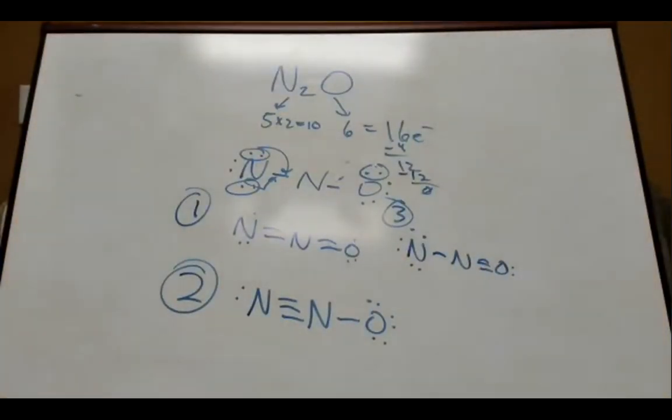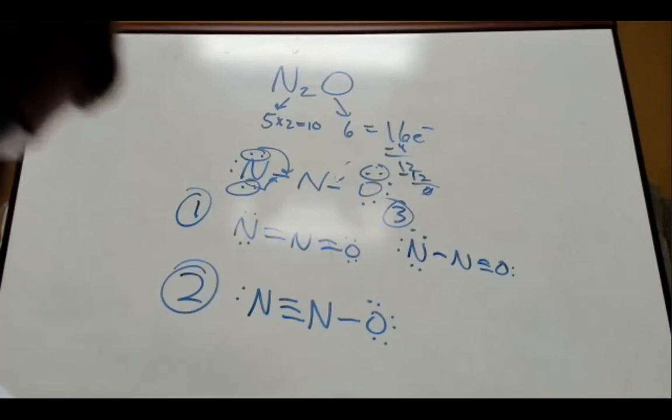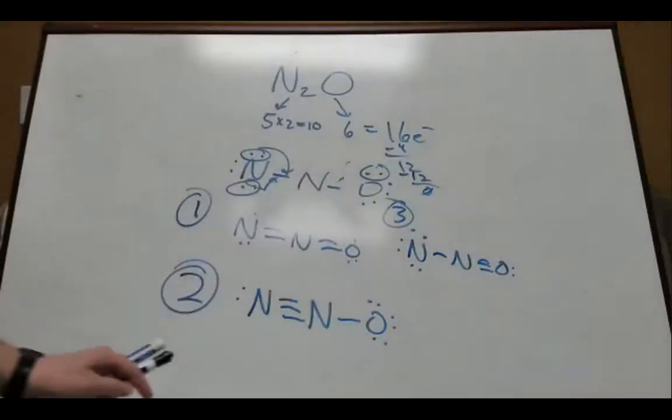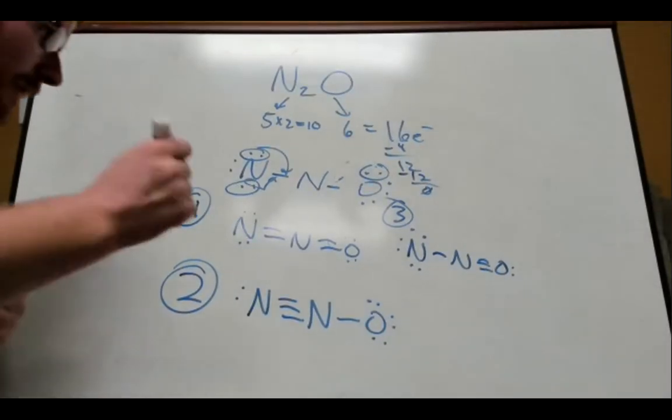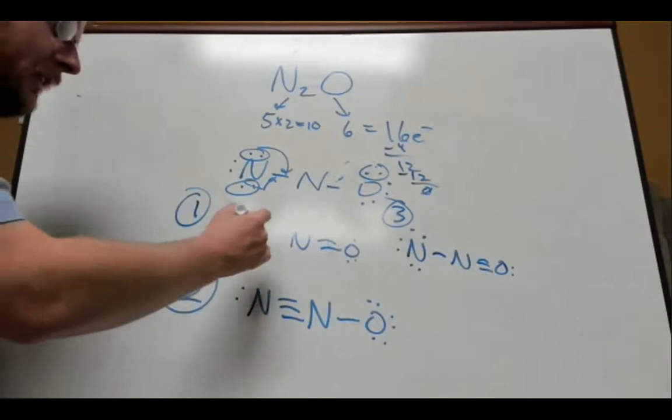All right, so let's go back to the board and calculate some formal charges. We said nitrogen has 5 valence electrons. That's the number we're going to compare it to. Oxygen has 6. That's the number we're going to compare it to. So we have 5 and 6. So how many electrons? Because remember, each bonding pair, I'm just going to do it on this side.